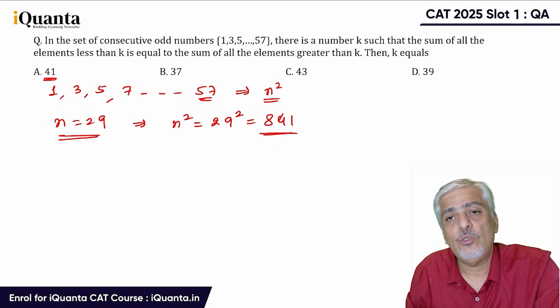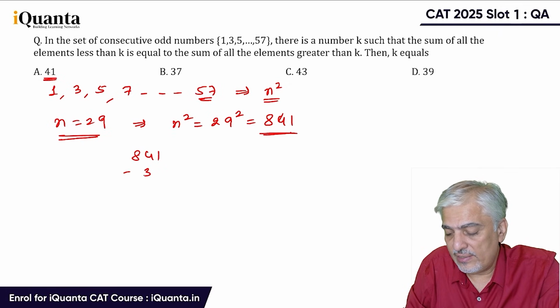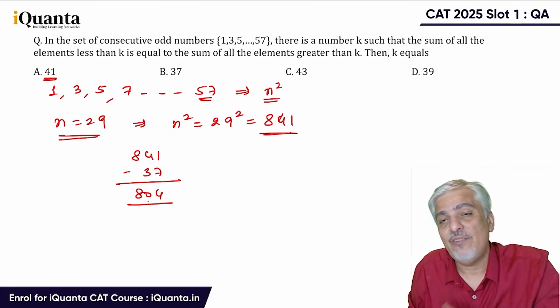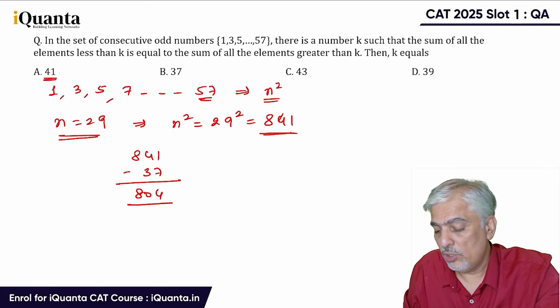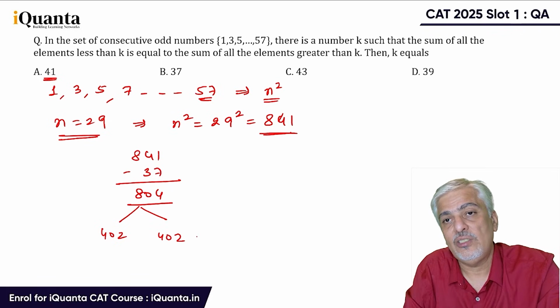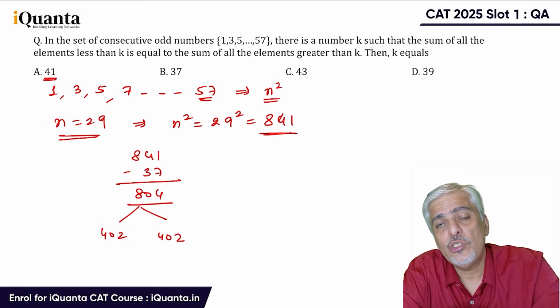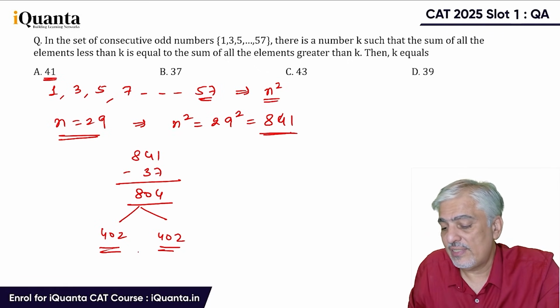For example, if I had to check with 37, 841 minus 37 is how much? 804. Yes, you can have 402 and 402, and you'll have to check with 41 also. I'm just showing you. So you can still have 402 and 402 over here. Now the whole point is that the total of 1 to 35 would have to be 402. It cannot be 402 because 402 is not a perfect square, so this answer cannot be possible.